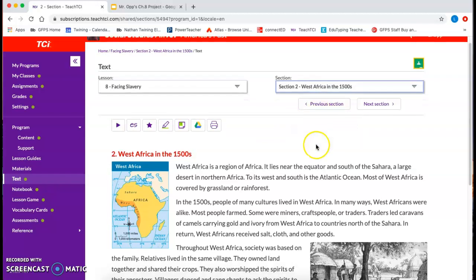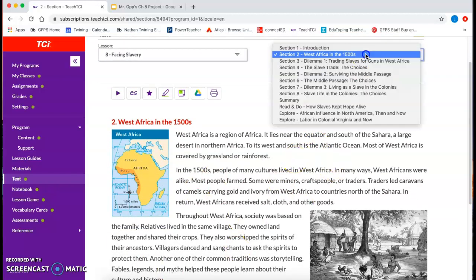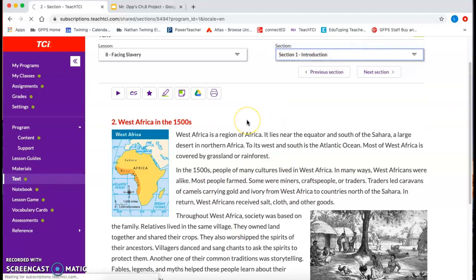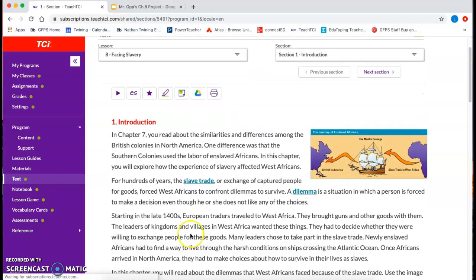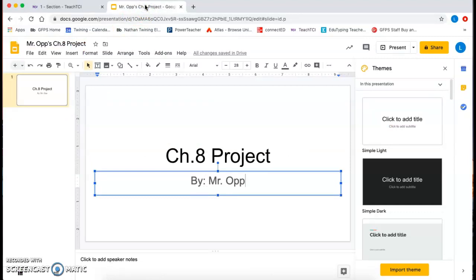But pretty much what we're going to be doing is going back through the sections, and we are going to be writing about what we learned in each one. Okay, so you're just going to paraphrase, summarize what each section taught you about it. You're going to put it into Google Slides. That looks like this, and you're going to make sure that you share it with me.